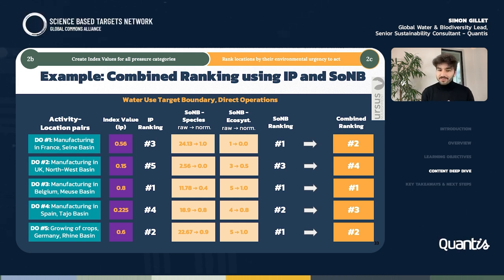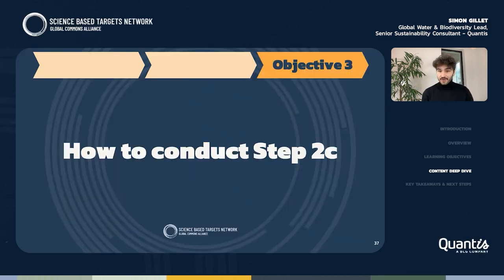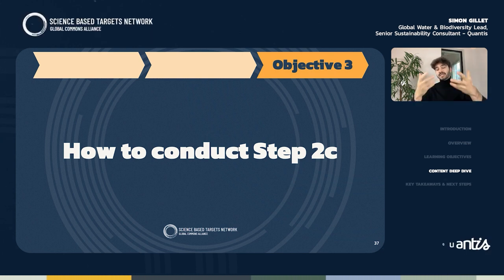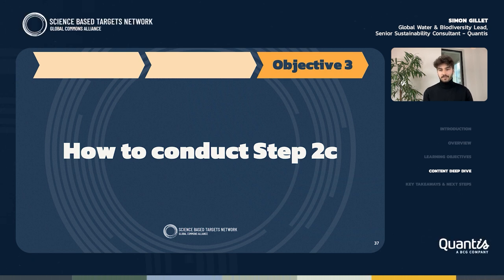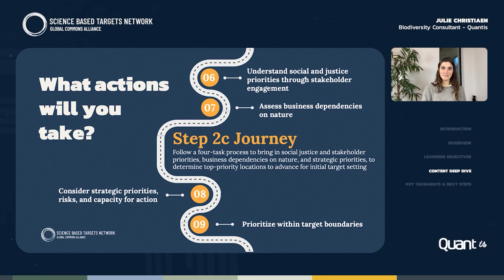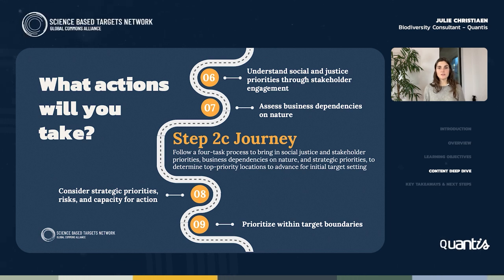So now, let's move on to our third objective, conducting a Step 2C, which is required, of course, adding feasibility and strategic insights into the priority. Step 2C, the prioritization, is the moment where you're bringing social justice and stakeholder priorities, business dependencies on nature, and other strategic priorities, including risks and financial materiality.